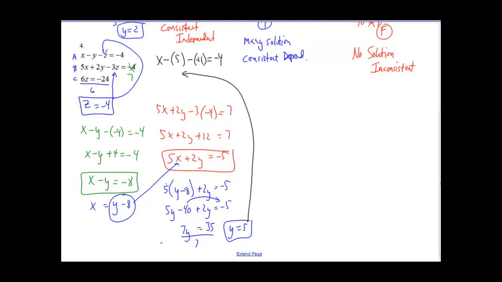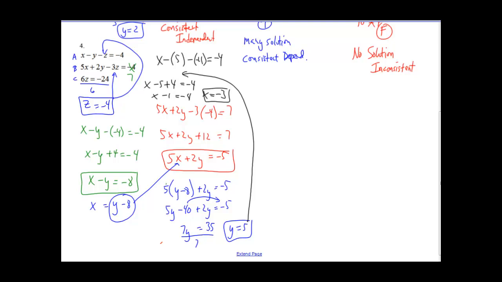Okay, that should be equal to negative 4. So x minus 5 plus 4 equals negative 4. x minus 1 equals negative 4. Therefore, x equals negative 3. So the answers are negative 3, 5, and negative 4.